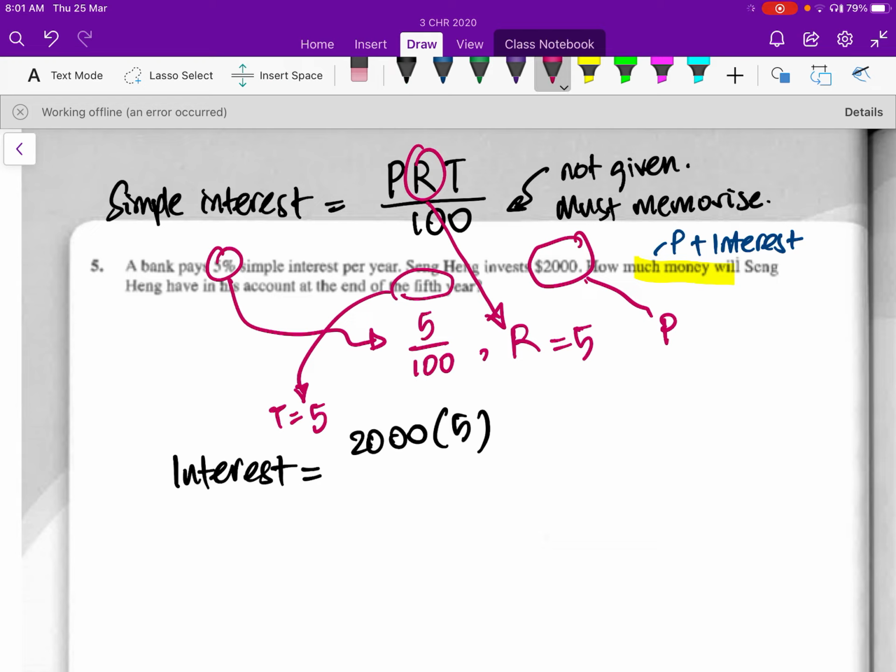Why is there a division by 100? It came from R over 100, which is our 5%. This portion. Can you see the green color highlighted first? All three of them mean the same thing. R over 100 is R%. 5 over 100 is 5%. Okay? Yes, any questions?